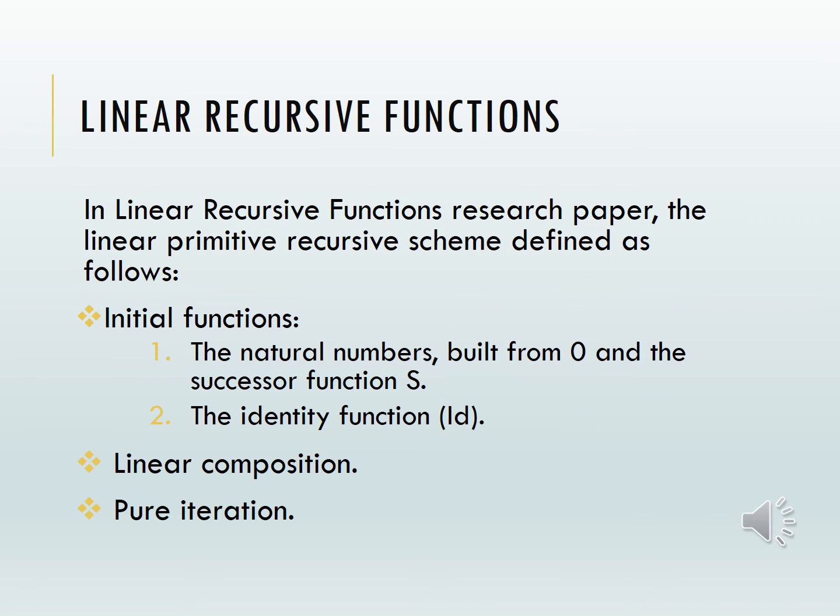Hello everyone, I'm Razan. The subtitle of this section is Linear Primitive Recursive Functions. In this research paper, the linear primitive recursive scheme is defined with three attributes. The first one is initial functions, which are the natural numbers built from 0 and the successor function s, and the identity function id. The second attribute is linear composition, and the third attribute is pure iteration.